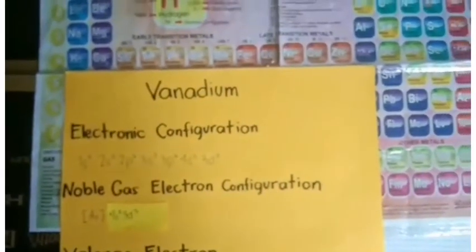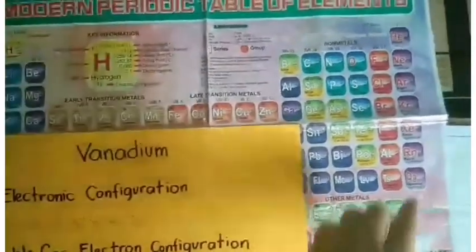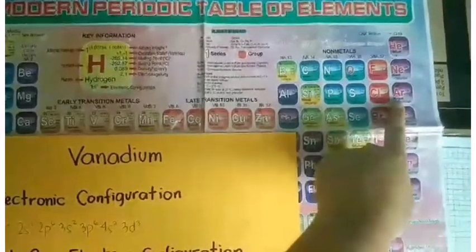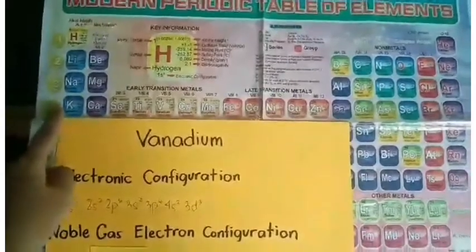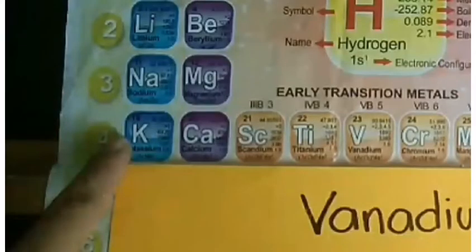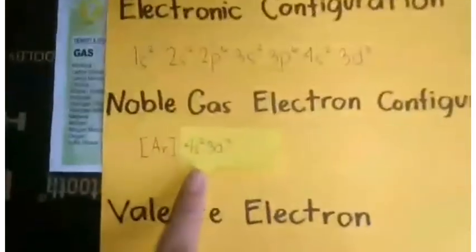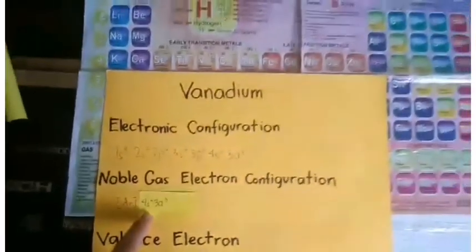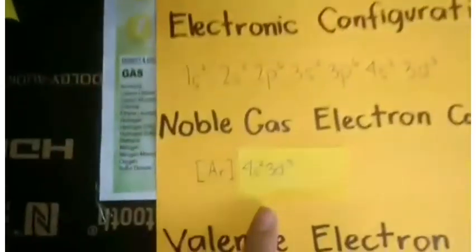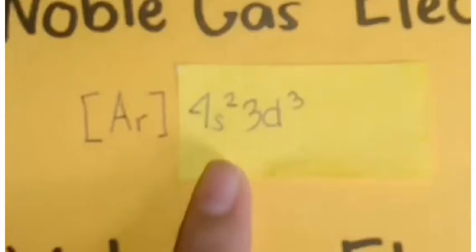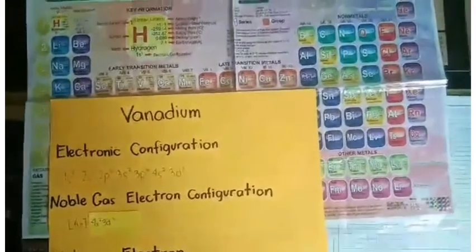Continue the electron configuration using the row after the noble gas. This row. And always begin with the S subshell. So for S2, continue 3D3. That is the noble gas electron configuration for the element vanadium.